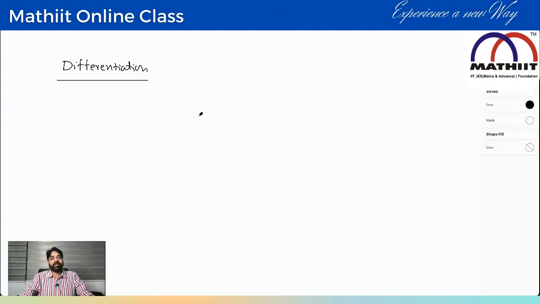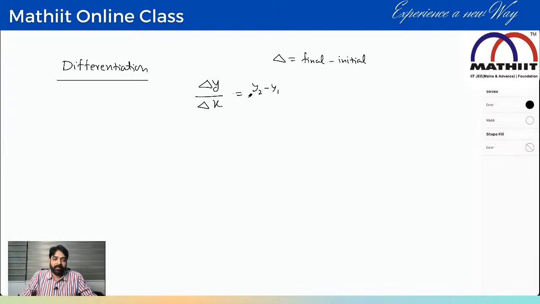First thing, what exactly is differentiation? Differentiation is nothing but just the rate, del y by del x. Del, all of you know, means final minus initial. Whenever I say del y by del x, that means y final value minus y initial value, y2 minus y1, divided by x2 minus x1. This is called the rate of change of y with respect to x. What does it mean? If you change x to a different value, y will keep on changing.